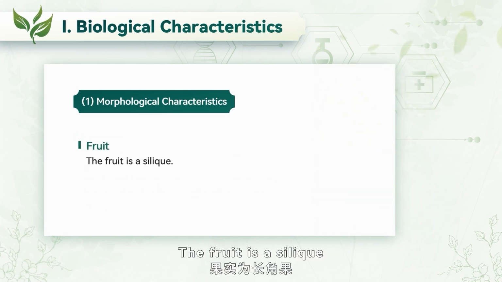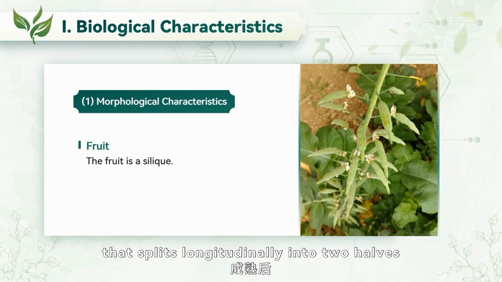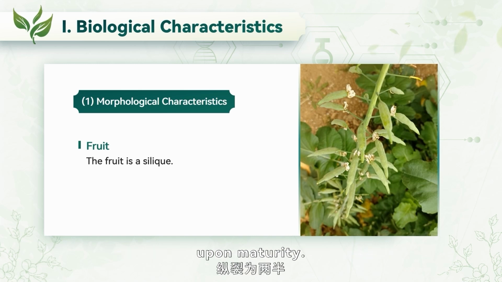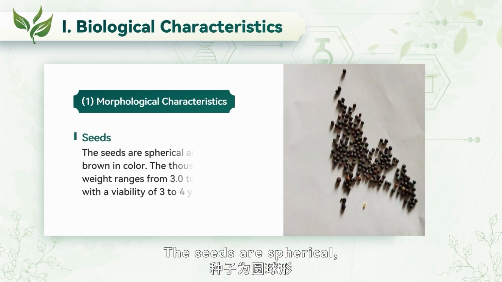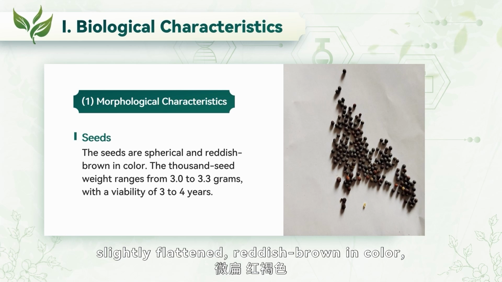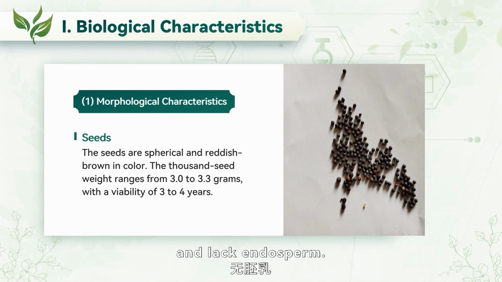Fruit. The fruit is a silique that splits longitudinally into 2 halves upon maturity. Seeds. The seeds are spherical, slightly flattened, reddish-brown in color, and lack endosperm. The 1,000 seed weight ranges from 3.0 to 3.3 grams, with a viability of 3 to 4 years.